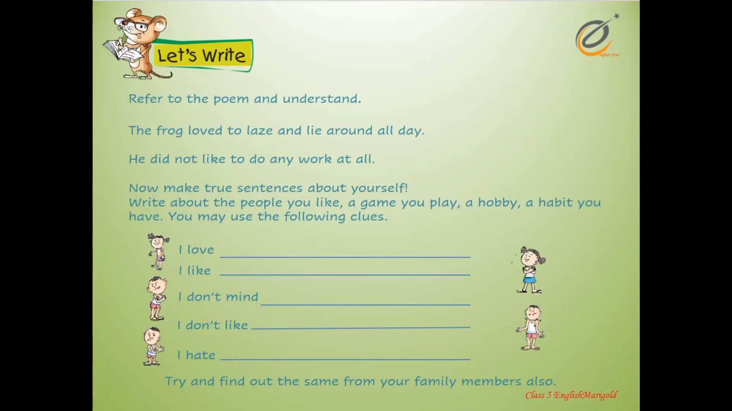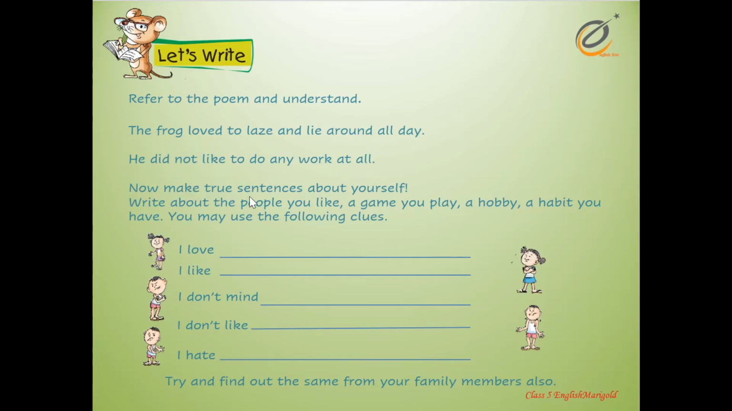Well friends, now we will do the activity on let's write. So this is a writing activity. Let's read the instructions. Refer to the poem and understand. Okay, let's see what is in here. The frog loved to laze and lie around all day. Next sentence. He did not like to do any work at all.